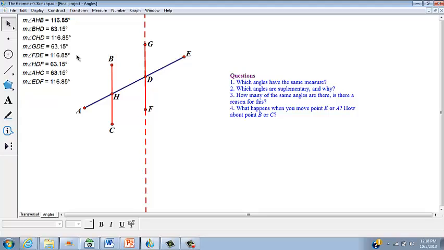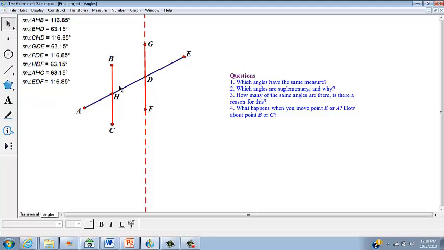And then tell me that those are supplementary to each other because they add up to 180 degrees. That's one concept that they would get out of this. And usually kids will understand angles such as AHB, this one right here, and BHD across from it are supplementary because they are right next to each other.